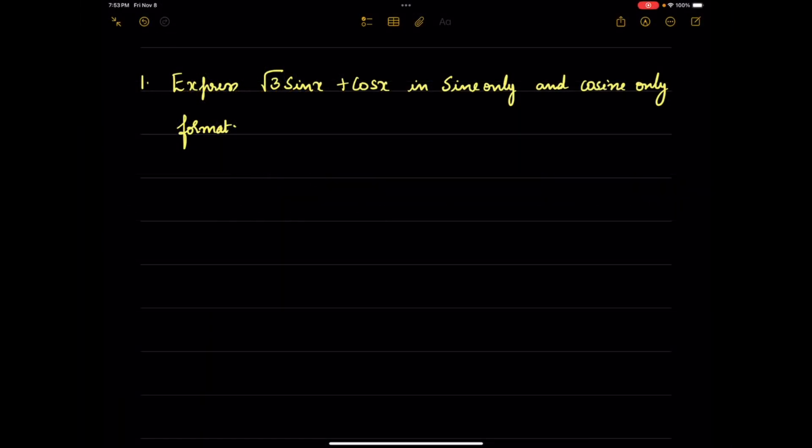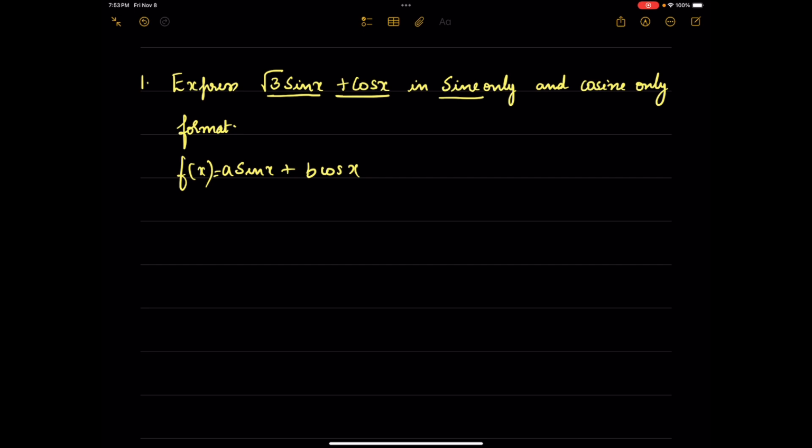So in the first question, the function is of the format a sin x plus b cos x, or a cos x plus b sin x. It does not matter because a and b are constants. So we have to express this equation in the format of either sine only, or another attempt is to express this equation in cosine only format. So let's try the first, to express it in the format of sine only.